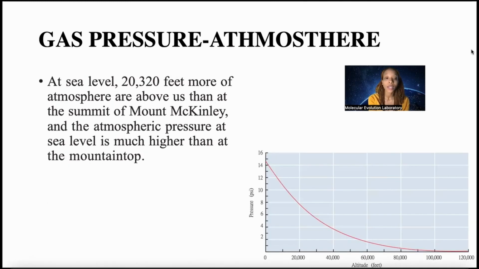At sea level, there are 20,320 feet more of atmosphere above us than at the summit of Mount McKinley, and the atmospheric pressure at sea level is much higher than at the mountain top. So here we can see pressure in PSI and the altitude.